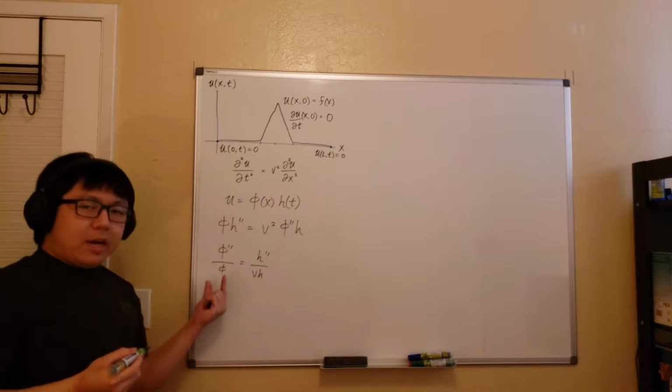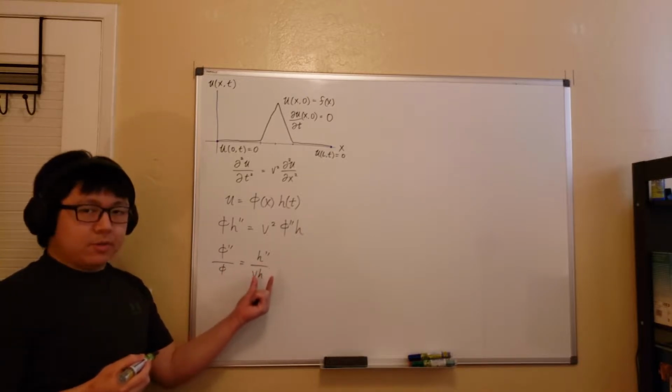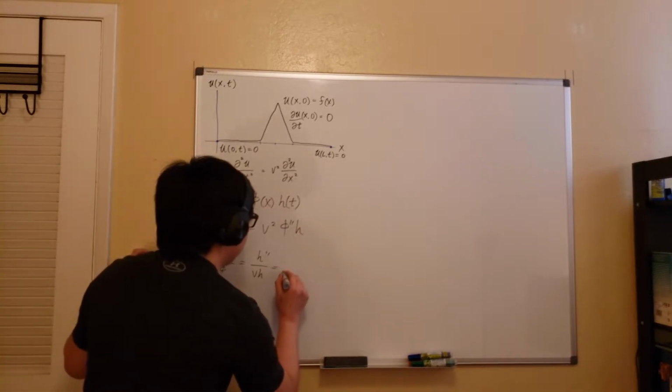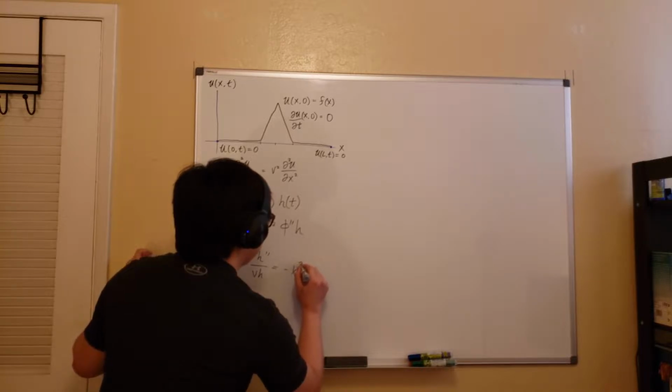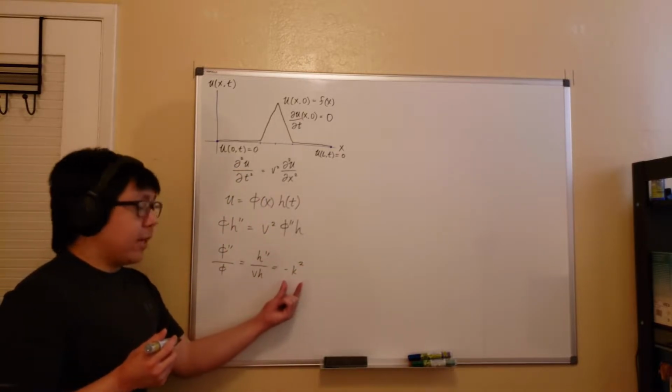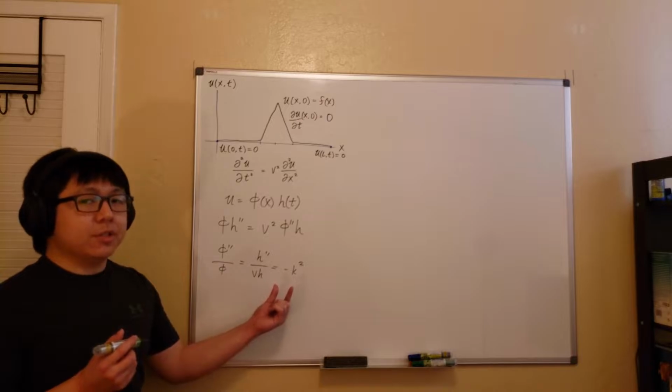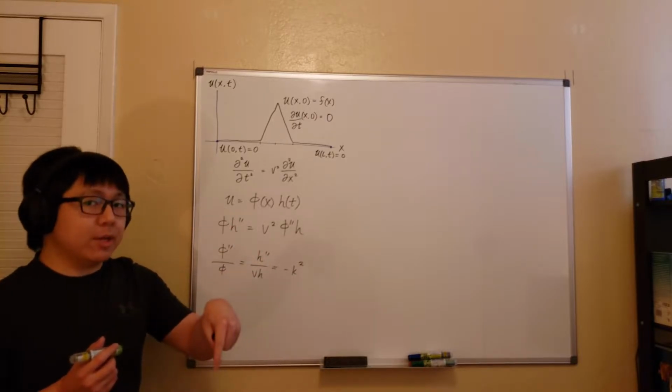Now, this side depends on space, the other depends on time. The only way these can be true is if they both equal a constant. Only negative constants will give us non-trivial solutions. For more details, refer to the write-up in the description below.